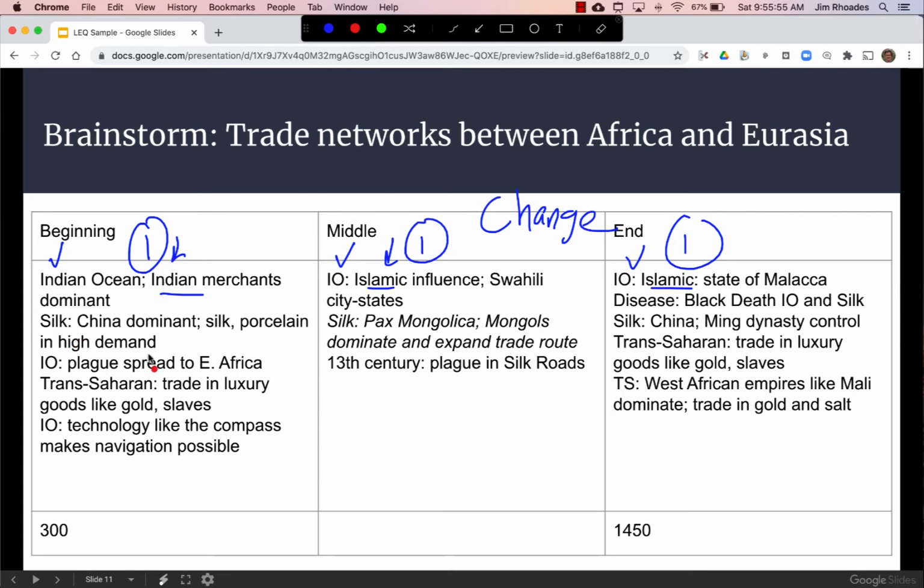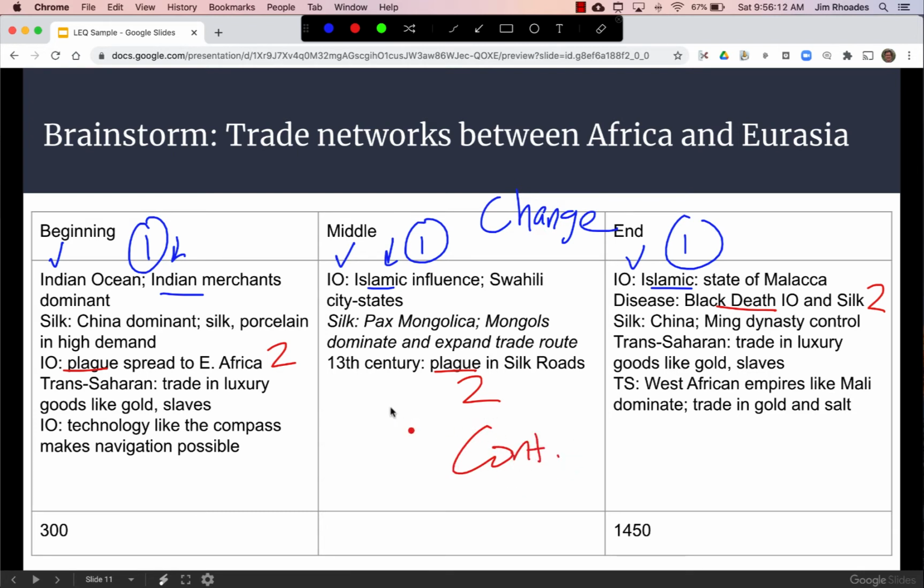I also decided to make plague, the spread of disease, my second one. Notice I have that in 3 places. Look, I've got plague spread, plague spread, plague spread with the Black Death. That is going to be a continuity.